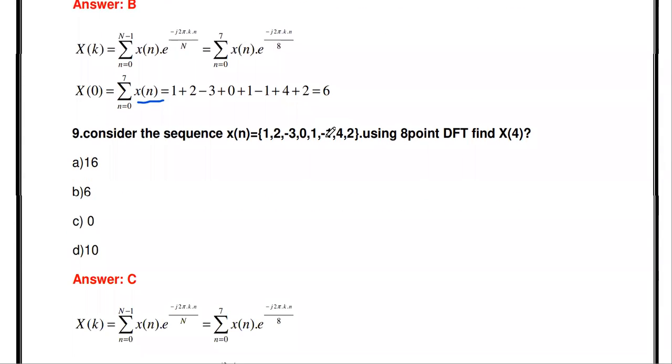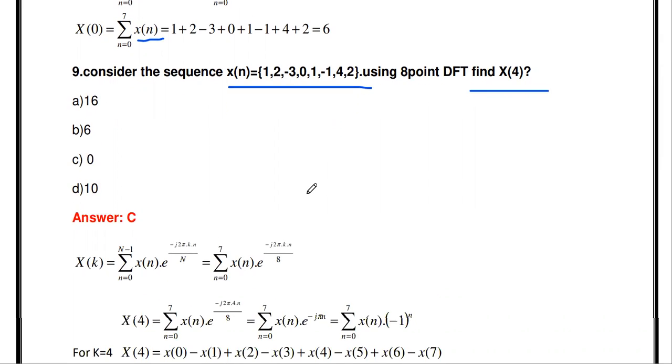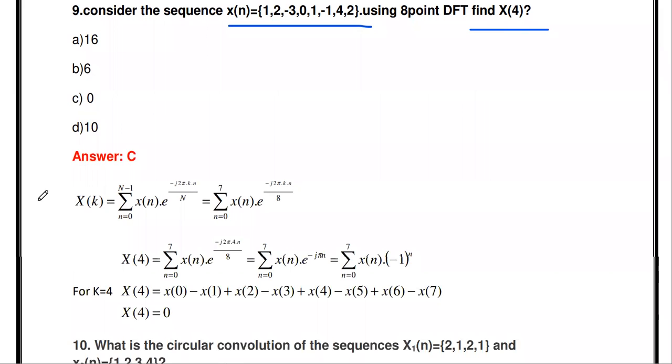Okay, then the next question. Consider the same sequence, using 8-point DFT, find capital X of 4. The capital X of 4 we can also calculate in a very easy method. For that, you just write the DFT formula. This is the DFT formula. Here, what is the value of n? 8. So summation n equal to 0 to n minus 1, that is 7, of x of n e power minus j2 pi k n by 8.